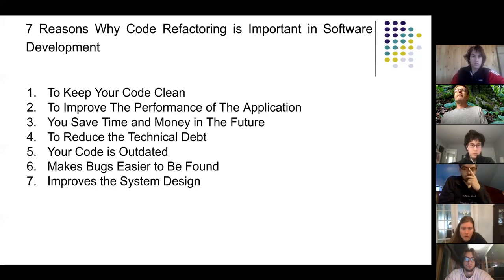Now, sometimes your code is outdated, and refactoring can fix that. What do we mean by that? Well, the world of computer science is constantly changing. We're learning new things. New libraries are coming out. New subsystems are coming out. And we may just not be up to date, and we may not be taking advantage of important new available resources.